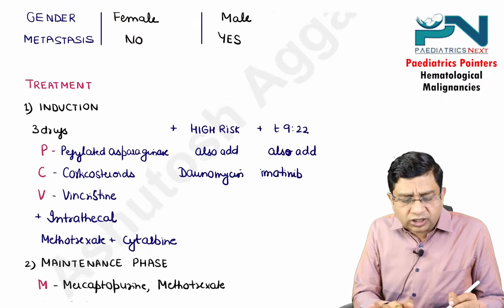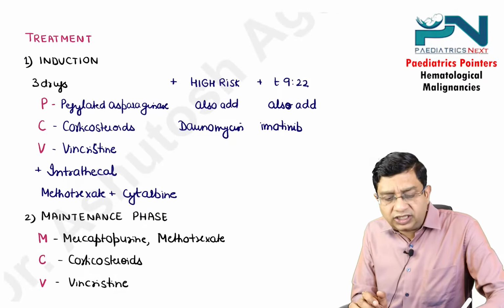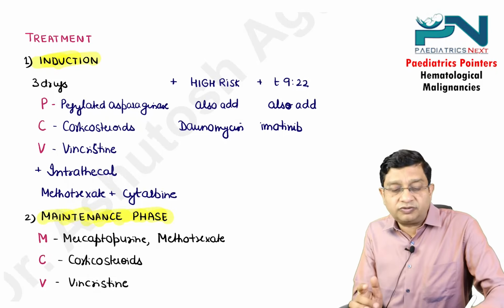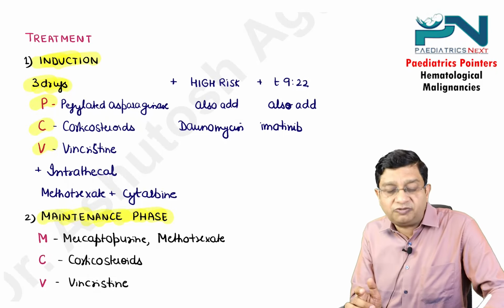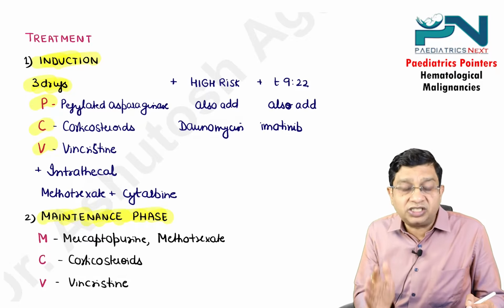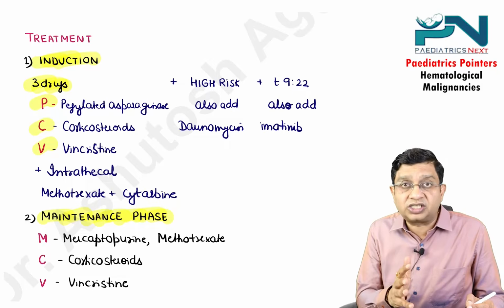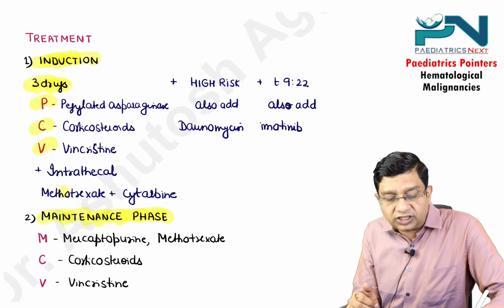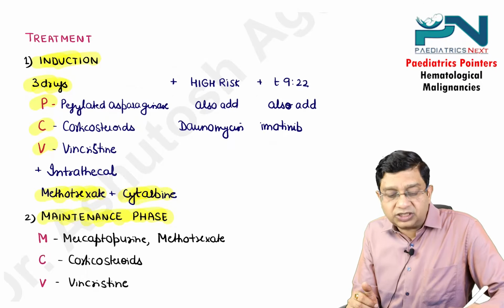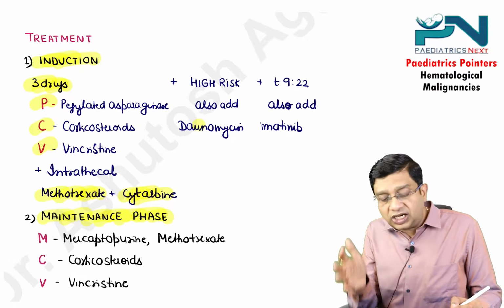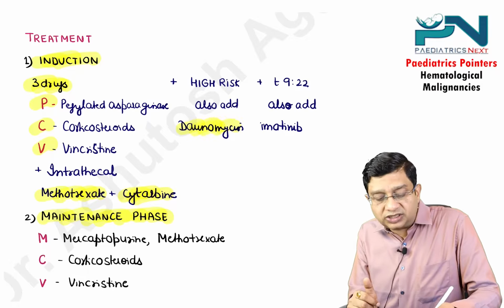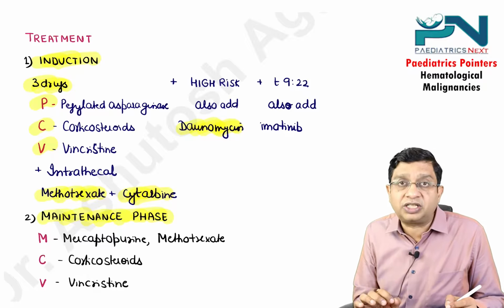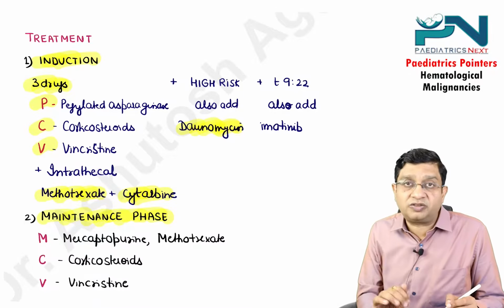Treatment: in short, I have given only the induction phase and the maintenance phase. In the induction, initially you give three drugs, which you can remember by PCV: pegylated asparaginase, corticosteroids, vincristine. Plus, there are chances of CNS involvement, so you will always give intrathecal methotrexate plus cytarabine. If there is high risk, you also add daunomycin. If translocation 9;22 is present, you also add imatinib. That is the initial induction phase.